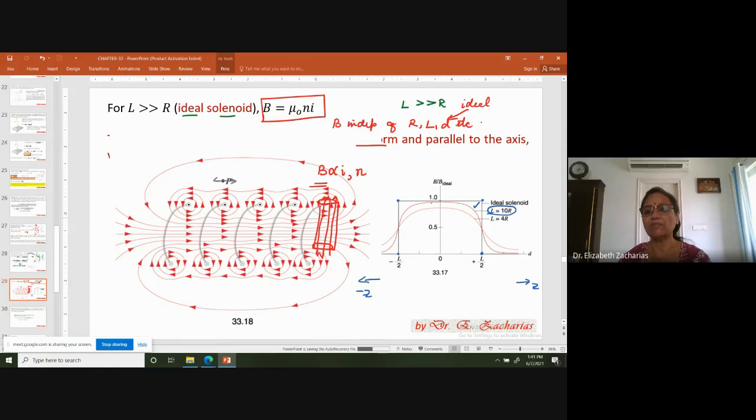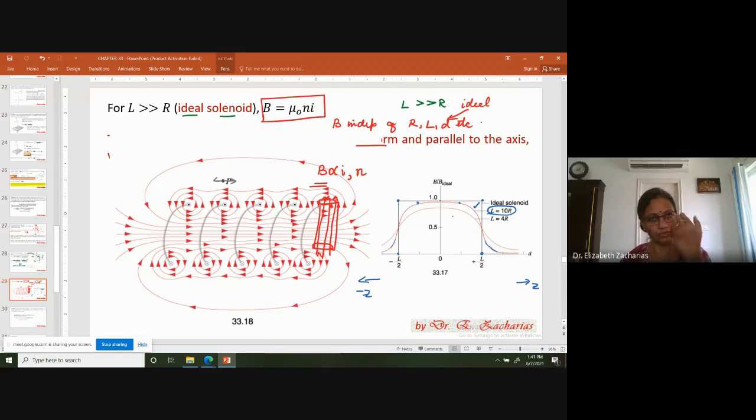So here you see the magnetic field is uniform at the center. Starting from here to here, the magnetic field is uniform. After that, look at the magnetic field. It is falling off. As you go towards the end, it is falling off. And outside the solenoid also, there is magnetic field, which is tapering off.